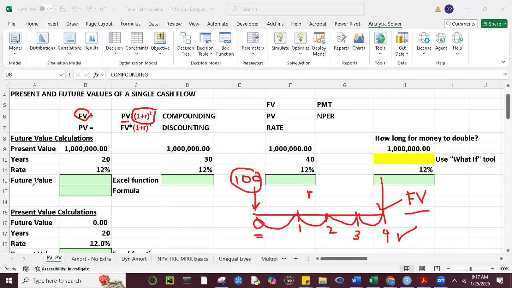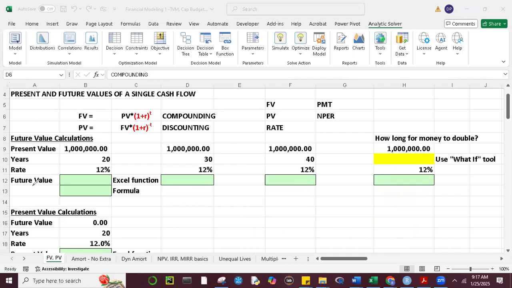Okay, so let's start with an example. Let's take a look at the details here. Suppose you have 1 million pesos, and we put it in an investment that earns 12%. Now, how much will our investment be in 20 years' time?